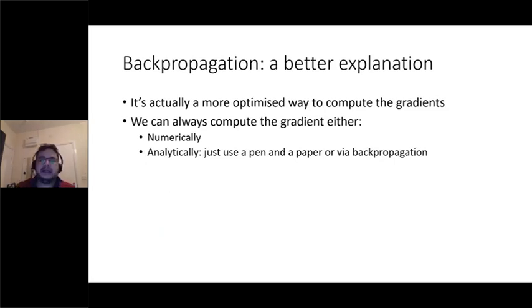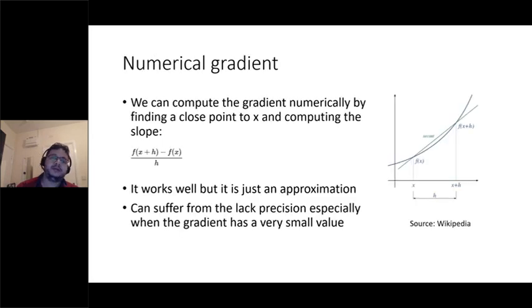Now let's look at the mathematical explanation for backpropagation. Let's go back to the derivatives and the gradients. Backpropagation is just another, more optimized way to compute the gradients. Let's see how many ways we have to compute the gradient. We have what we call the numerical gradient. It's a very simple way of computing the gradient.